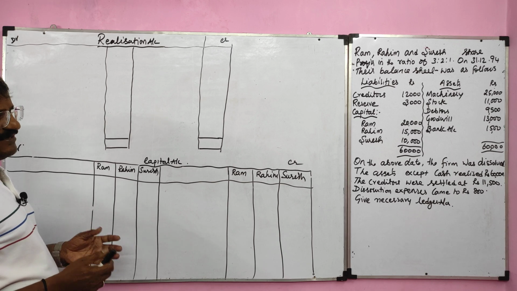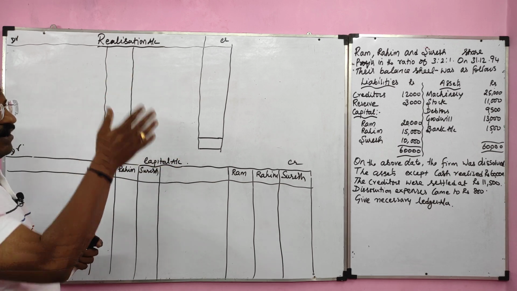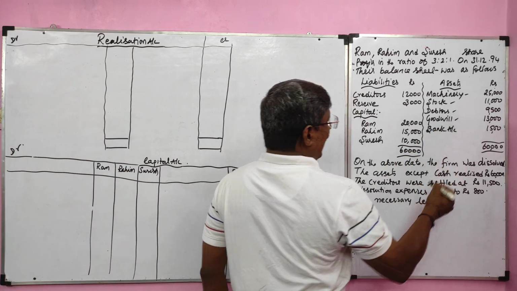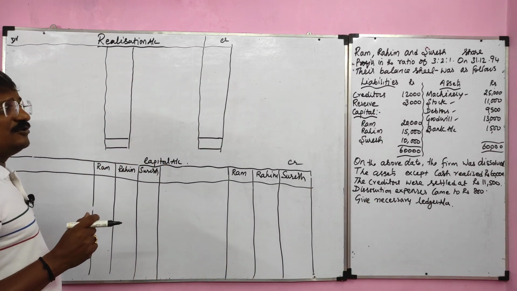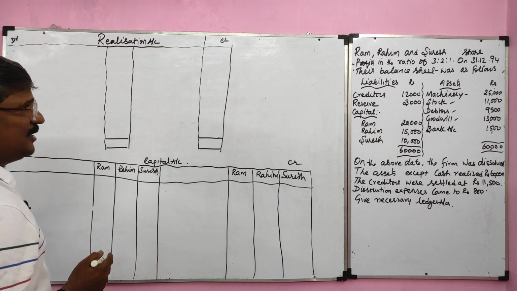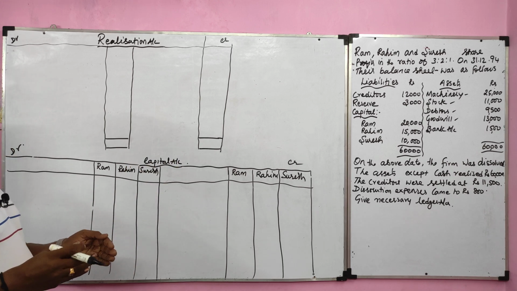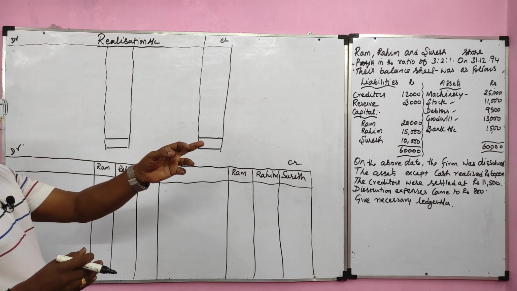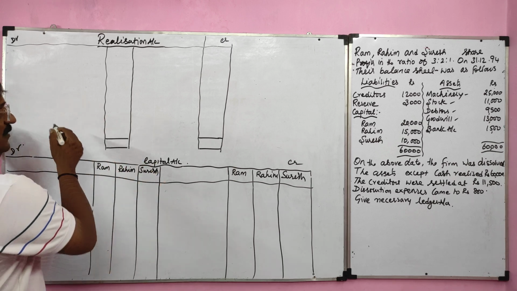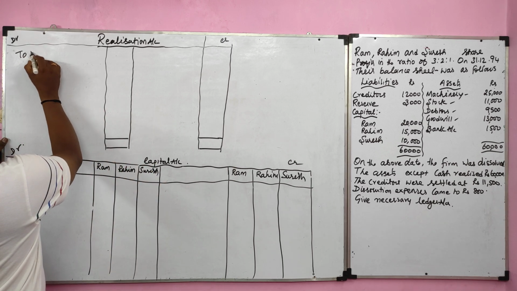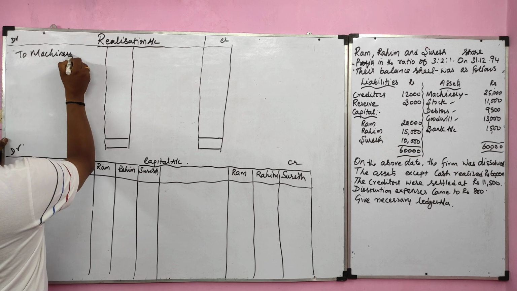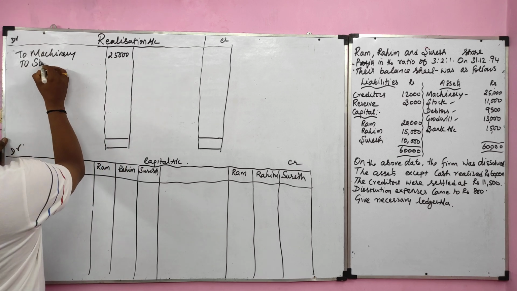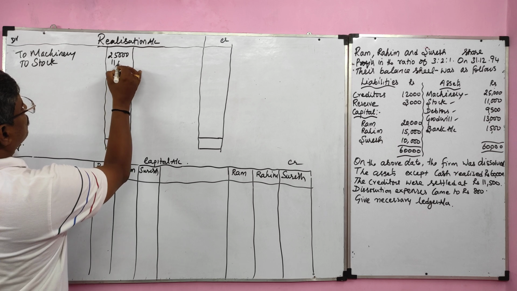The entry for transfer of assets to realization is: realization account debit to all assets, namely machinery, stock, debtor, goodwill at book value. Goodwill should not be transferred to the capital account, it should be transferred to the realization account. So first we have to record one entry for the transfer of assets to the realization: realization account to all assets except cash and bank at book value. So first I transfer machinery, book value 25,000. Then stock, book value 11,000.